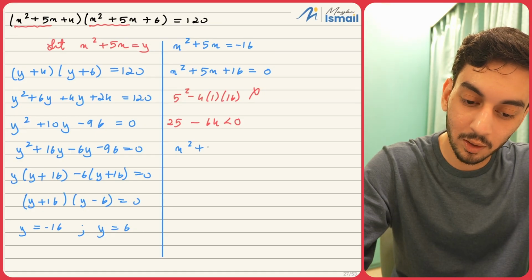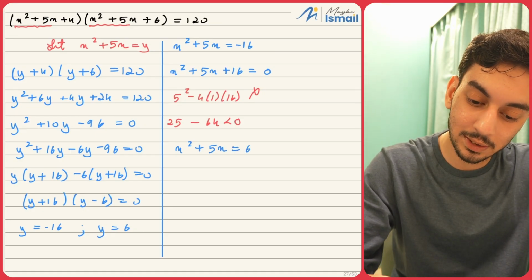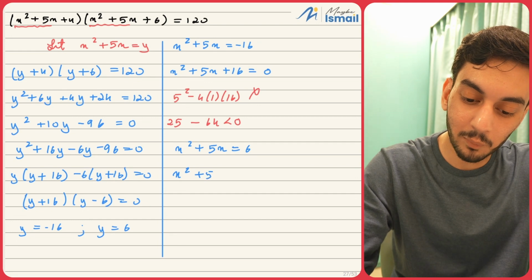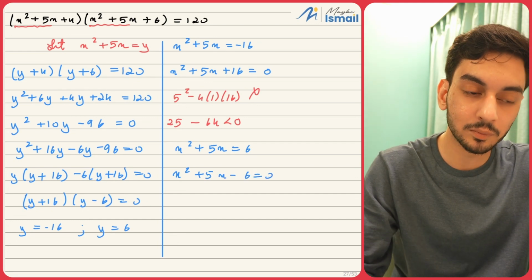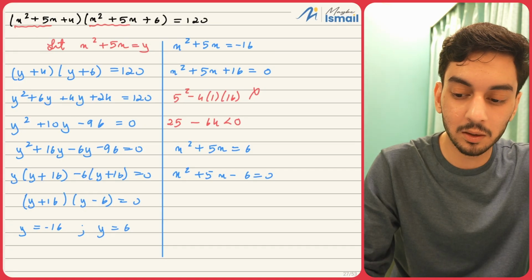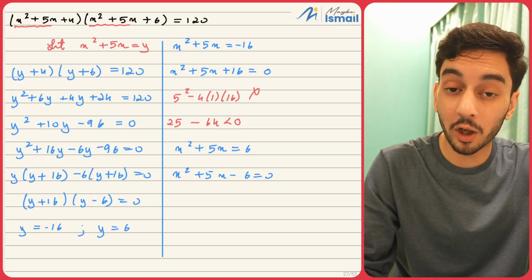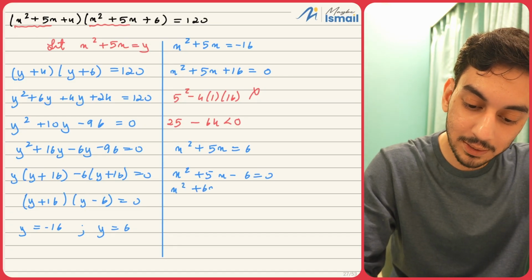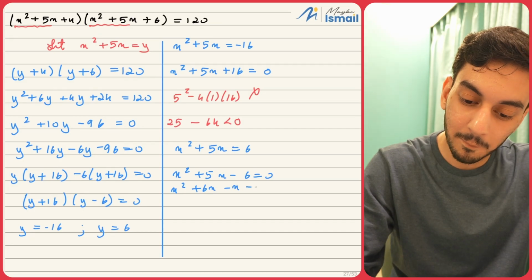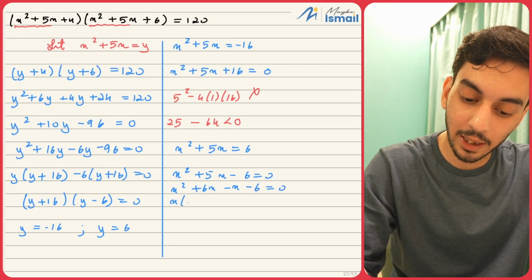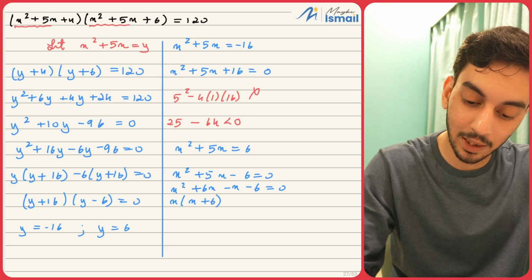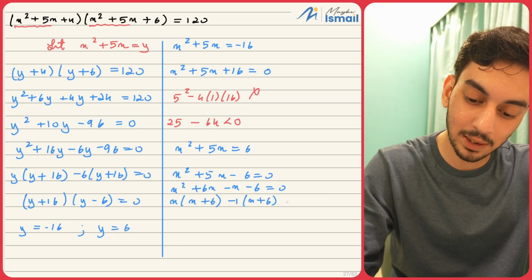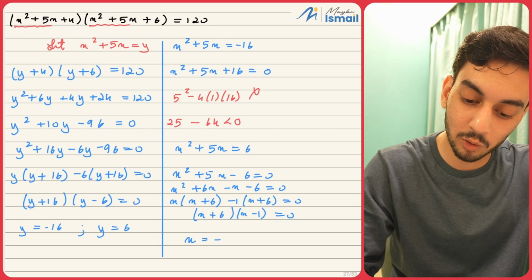So I'll say x square plus 5x is equal to 6. Send the 6 to the other side. So x square plus 5x minus 6 is equal to 0. 6 times 1 is 6 and 3 times 2 is 6. The product is negative 6 and this thing is 1. So I'll probably use x square plus 6x minus x minus 6 is equal to 0. So I'll take x and then it would be x plus 6. I take a minus 1. It would be x plus 6 is equal to 0. So that would be x plus 6 times x minus 1 is equal to 0, which means x is equal to negative 6.